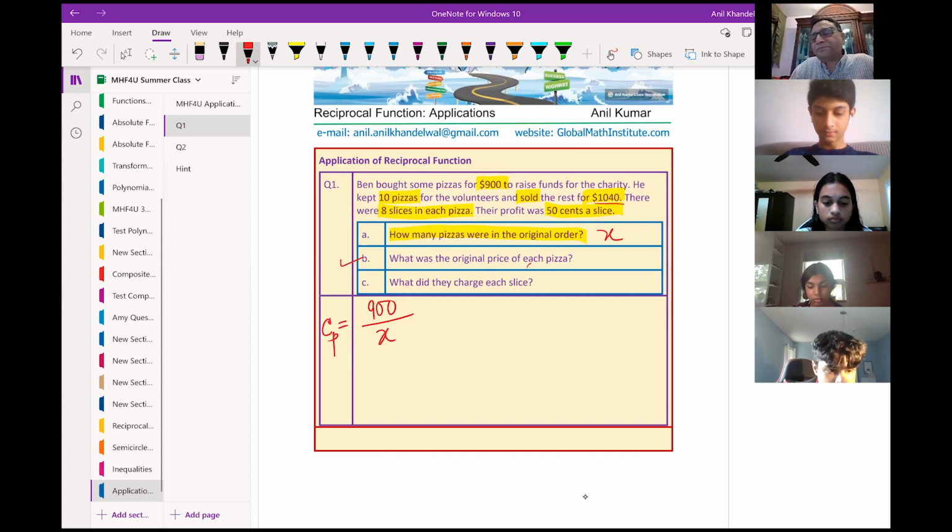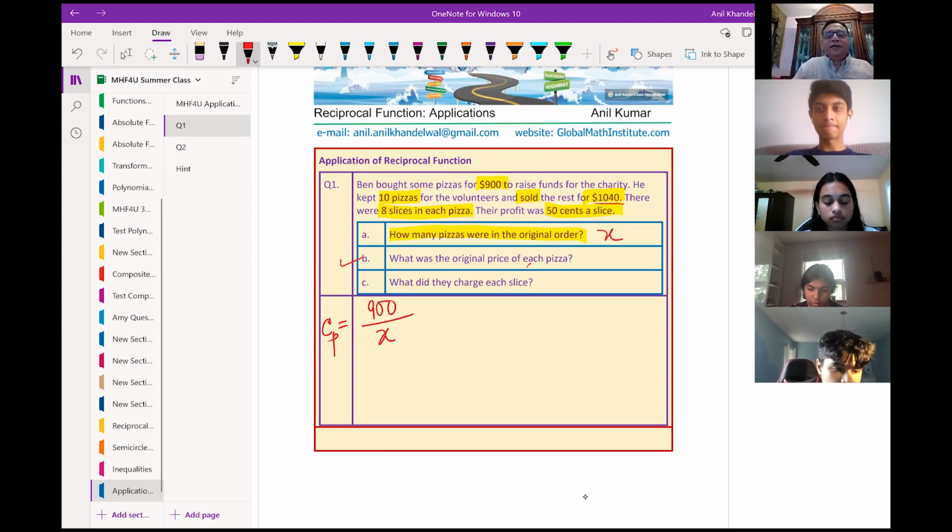Is that clear? By pizza, does it mean each slice of pizza? No. When you buy it, you don't buy it with slices, right? When you are selling, then you are selling by slices. Now, when it says how many pizzas were originally ordered, we are saying X pizzas were originally ordered. What was the original price of each pizza? Definitely 900 divided by X will be the price. We don't know X now, but that is the price, correct?